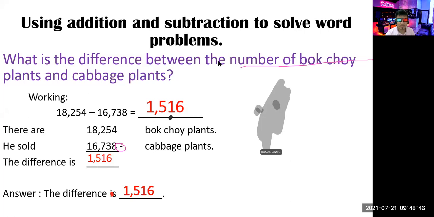In this problem, what you need to find out is the difference. We are looking for the difference between the number of bok choy and cabbage plants. So that's the question. When you have asked yourself what you are going to find in the problem, step number 3, you will think of the operation that you're going to use. What am I going to use? Is it plus or minus? Am I going to use a plus sign or a minus sign?